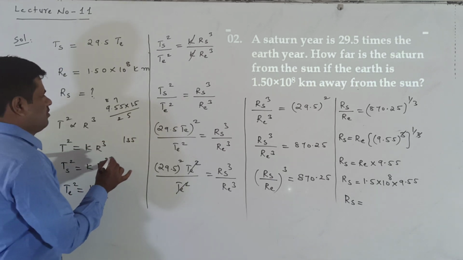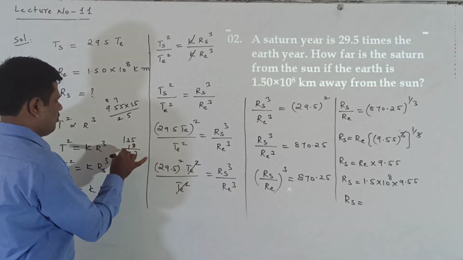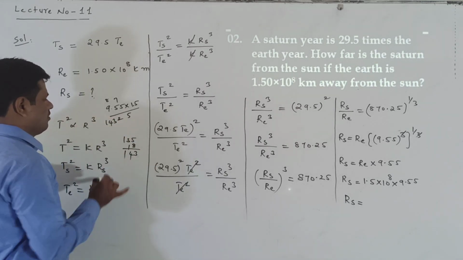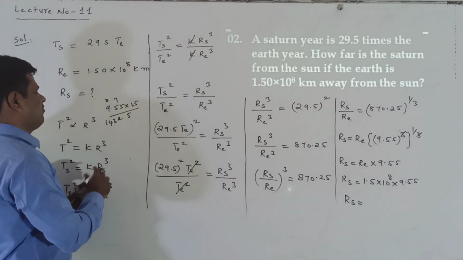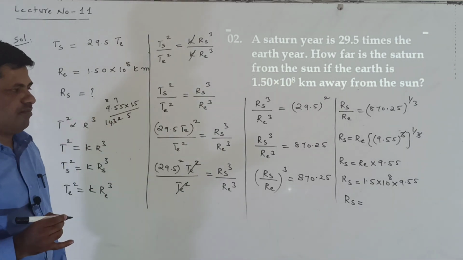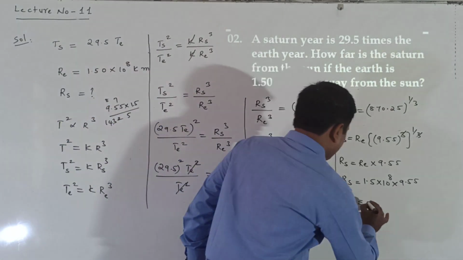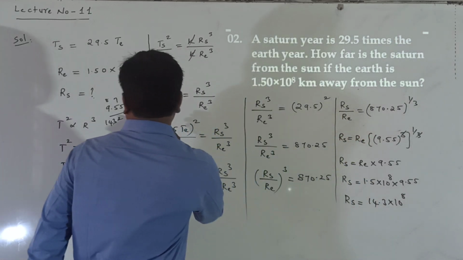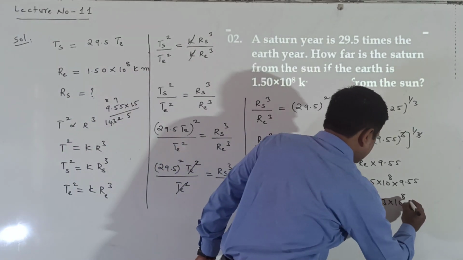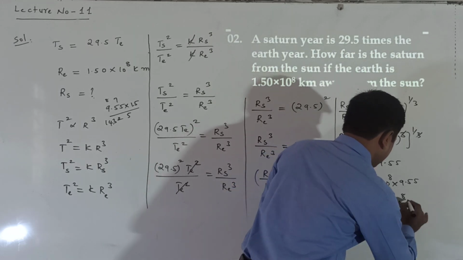Okay, 135 plus 8 we are getting 143. After the point it is 14.3 we are getting, which means the value is near about 14.3 into 10 power of 8. This is given in kilometers, so this value is also in kilometers, right. This is the Rs value.